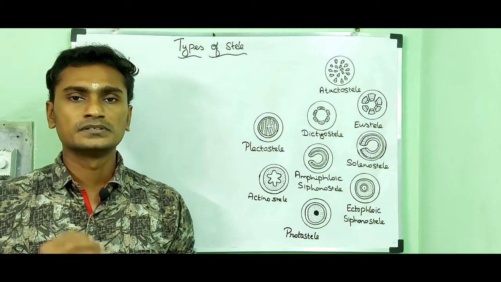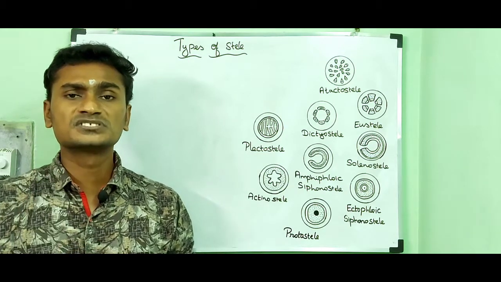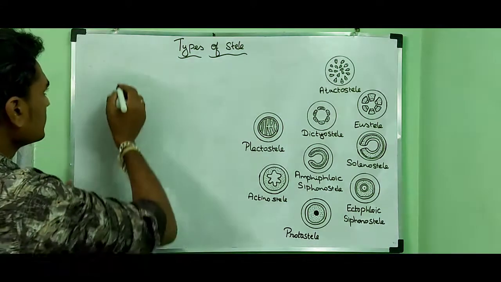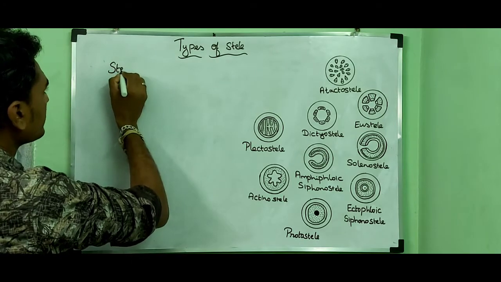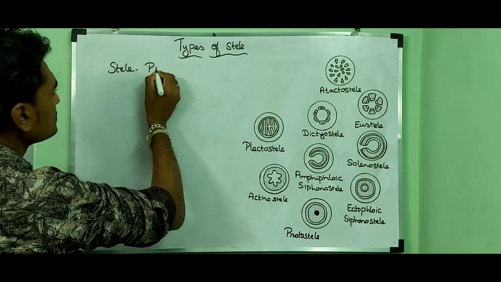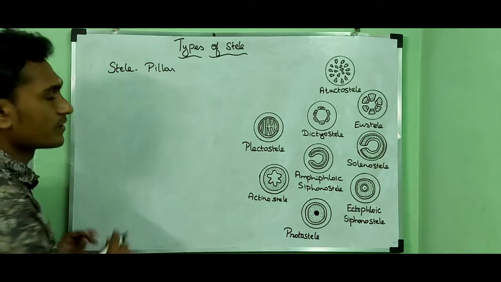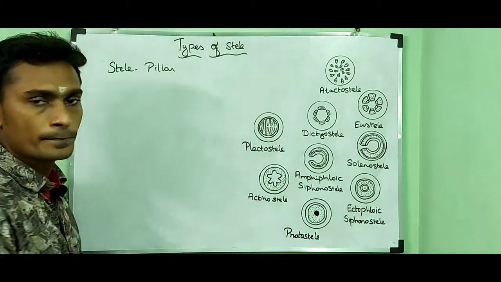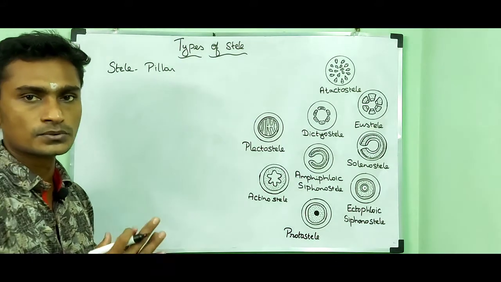Then the term steel is derived from Greek. In Greek, steel means pillar. So the term steel is derived from Greek, and in Greek, steel means pillar.